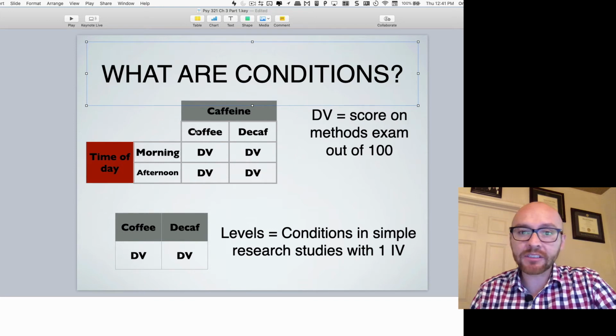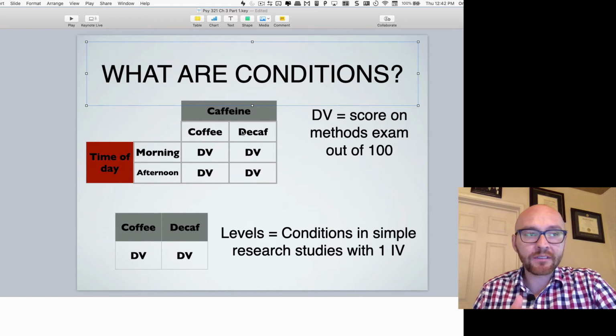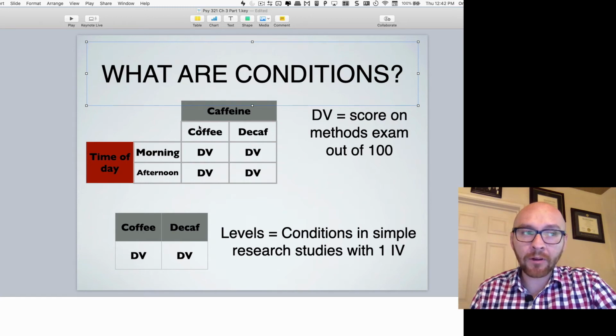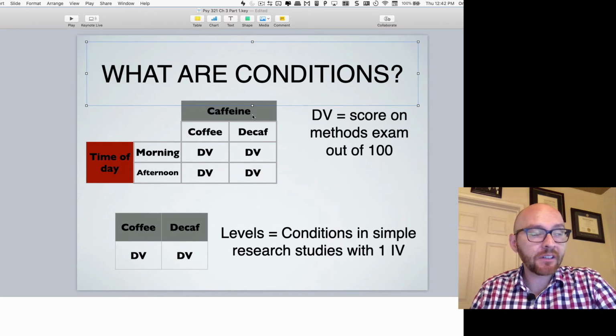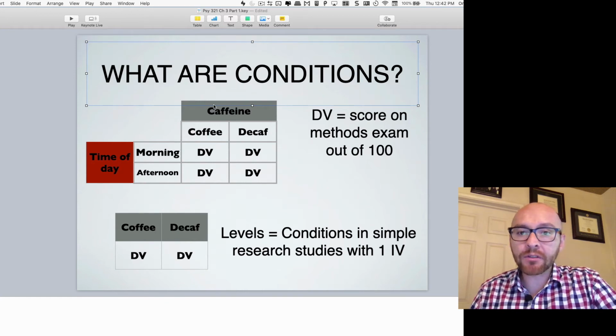It has 2 levels. Coffee is just a normal cup of coffee, which has about 5 milligrams of caffeine. And decaf is a decaf cup of coffee, which still has some caffeine, but very little, right? So I'm interested in seeing how students perform on my exam when they've had a normal cup of coffee versus having had very little coffee or no coffee. So here you have 2 IVs, each with 2 levels.